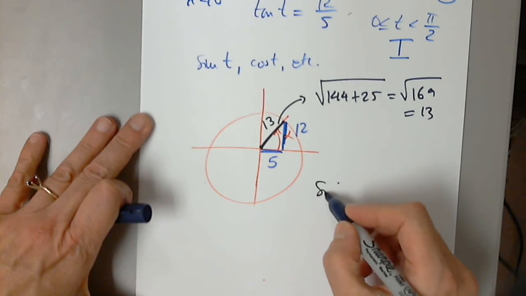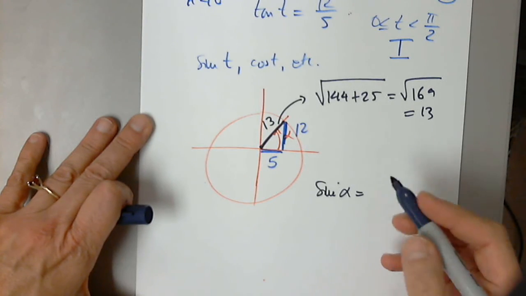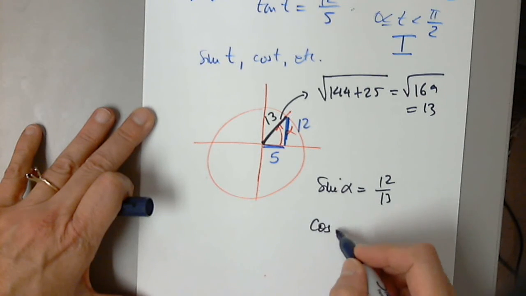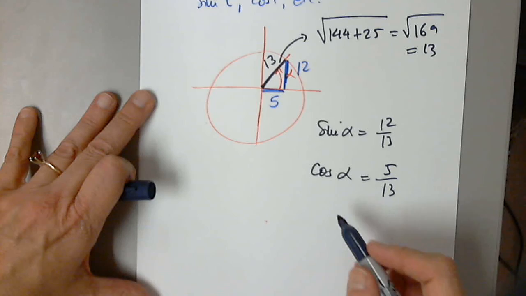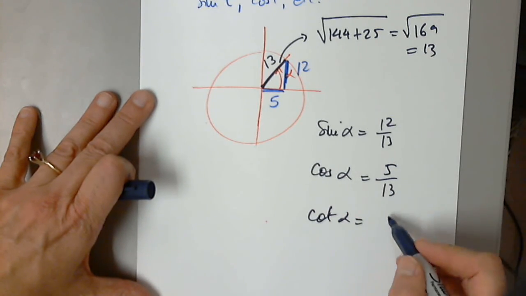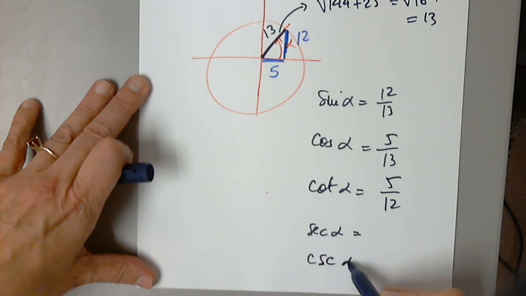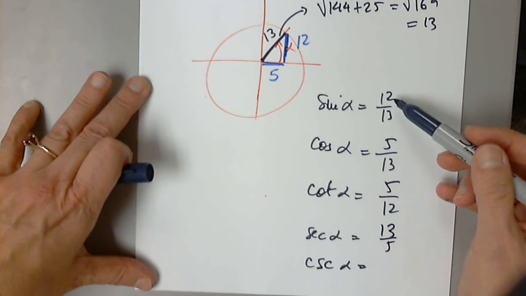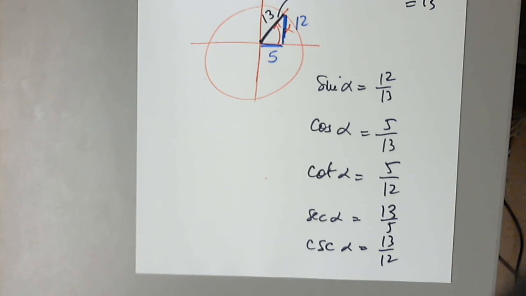That's fine. So sine t, I called it alpha, I'm sorry, sine t will be 12 divided by 13. Cosine t will be 5 divided by 13. Tangent is given. Cotangent is the reverse, 5 over 12. Secant is 1 over cosine, which will be 13 over 5, and cosecant is 1 over sine, 13 over 12. That's quite all right. It's a very good method.